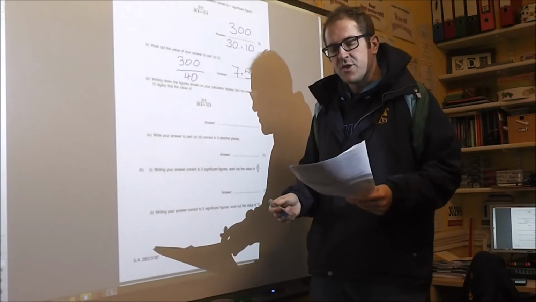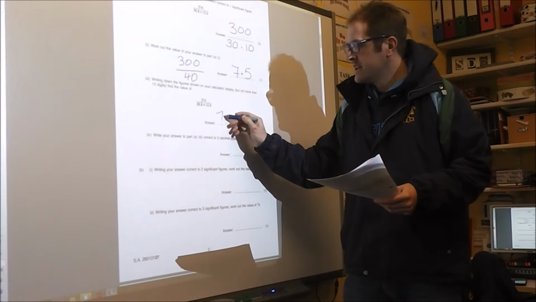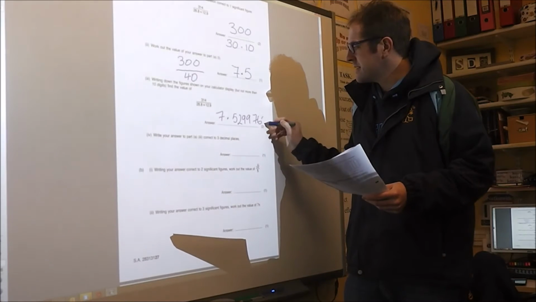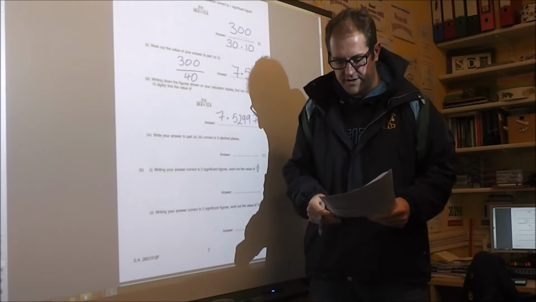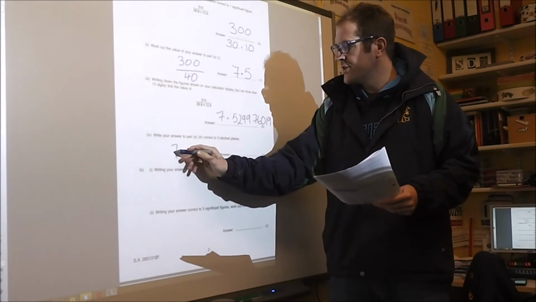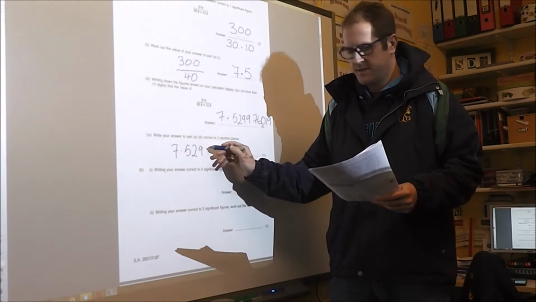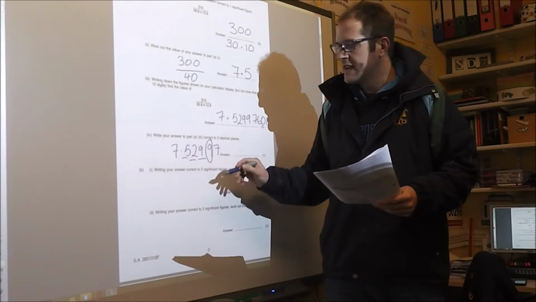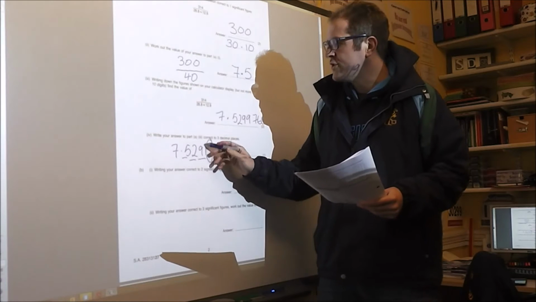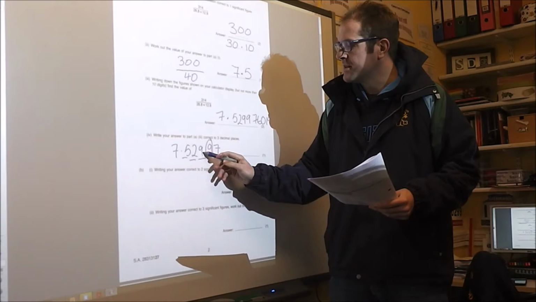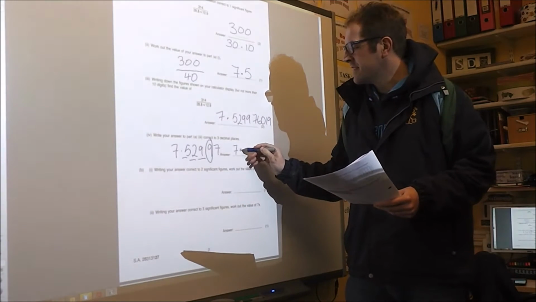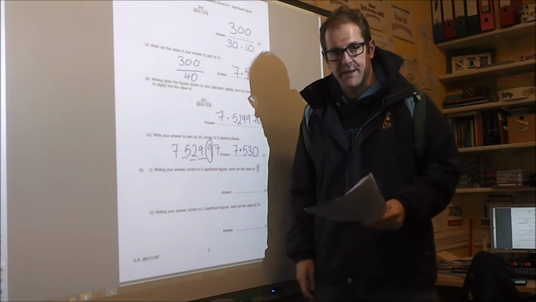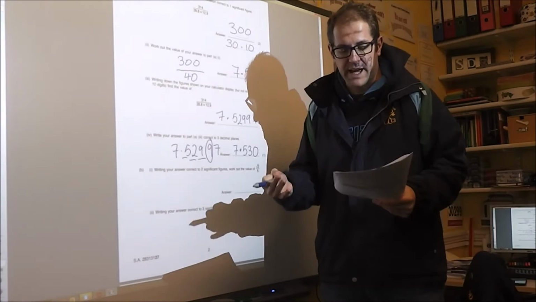By carefully putting it into your calculator, you should get the answer 7.52997619. And then to do it to 3 decimal places, there's 1, 2, 3. Look at the next digit, and it's 5 or more, so you round up. So that 9 becomes 10, and it becomes 7.530. And you do need to put the 0 on, because it's the 3rd decimal place.